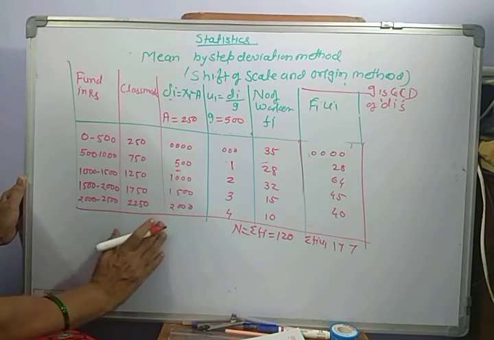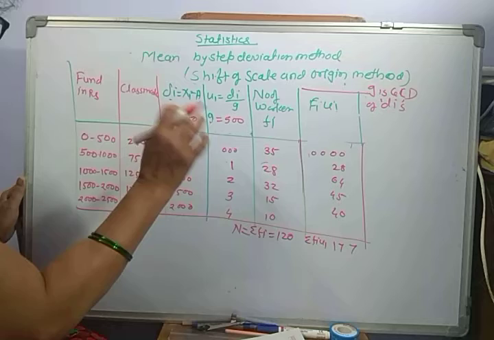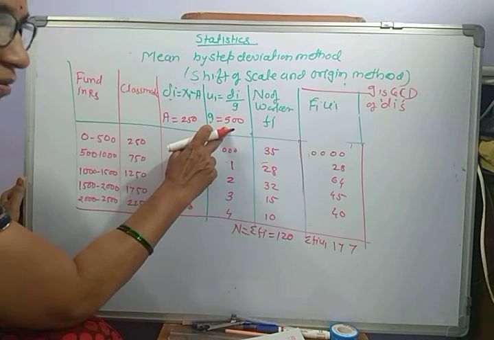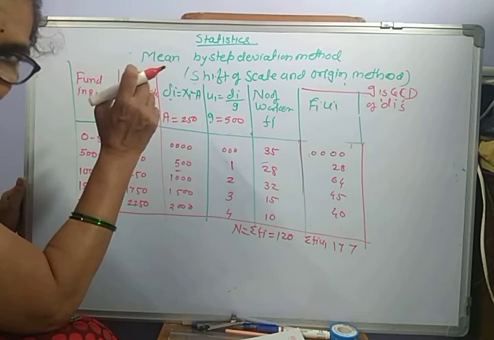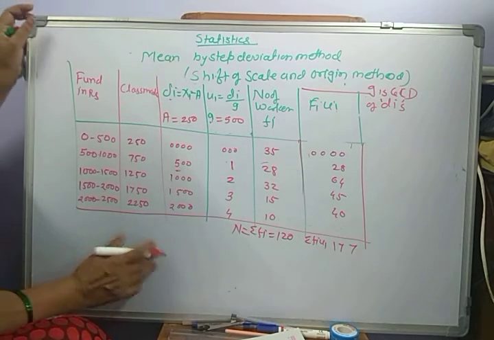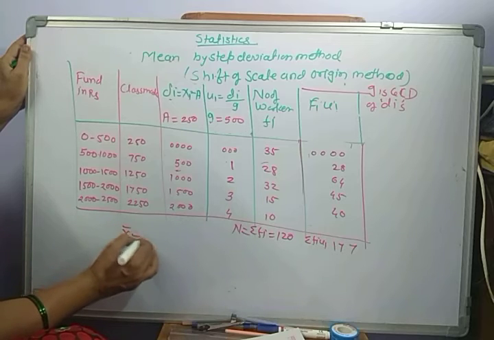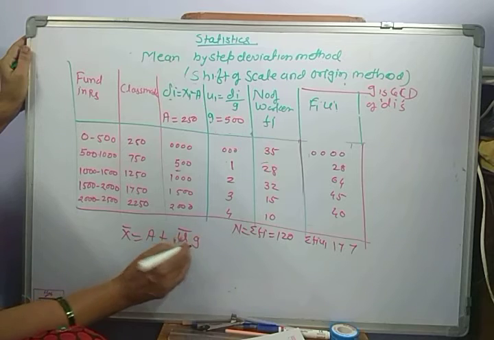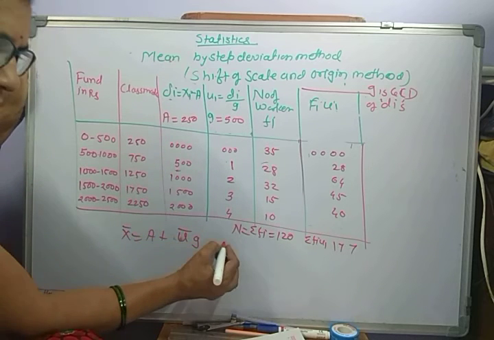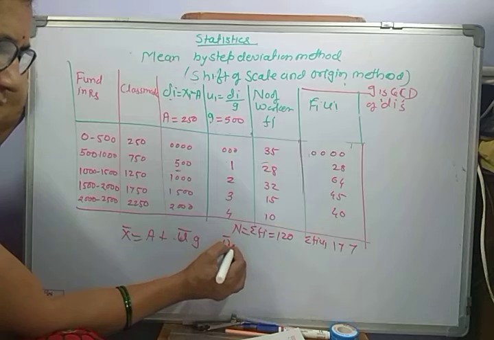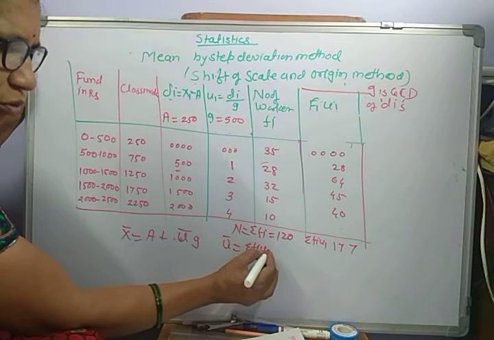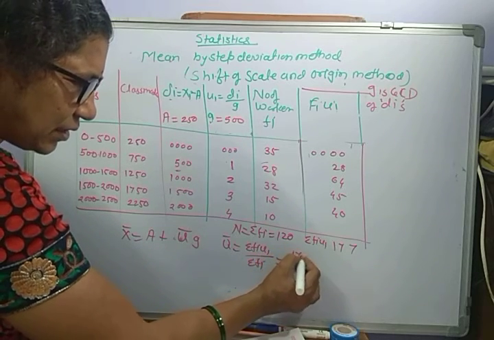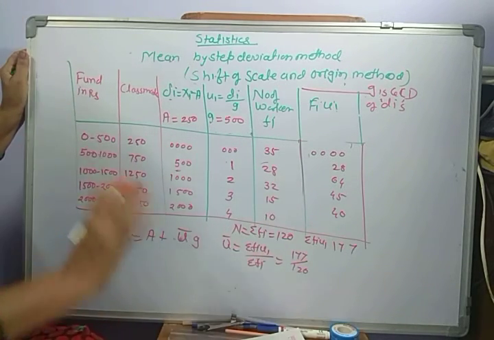Now what is the formula? As in the earlier case we divided and subtracted, here we have to add, and whatever we divided, we have to multiply. So x bar is equal to A plus U bar times G. What is U bar? U bar is equal to summation Fi Ui upon summation Fi, that is equal to 177 upon 120. No need to calculate.